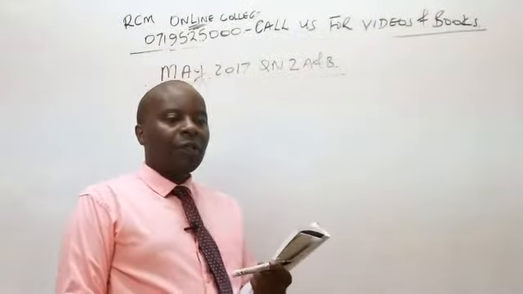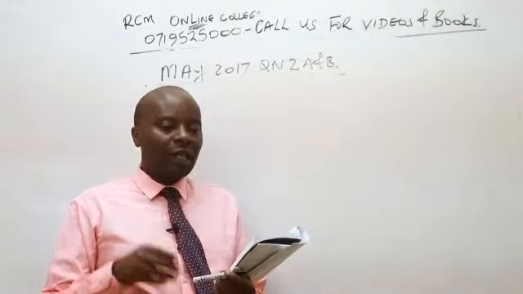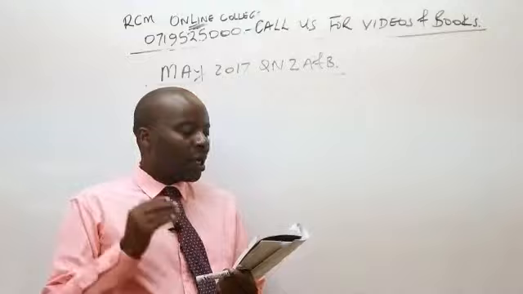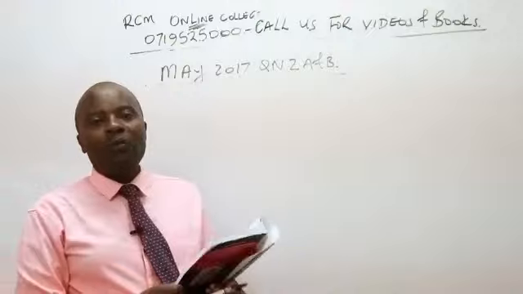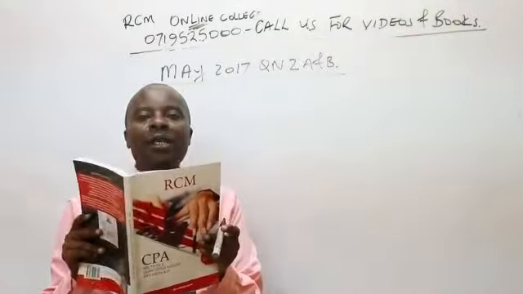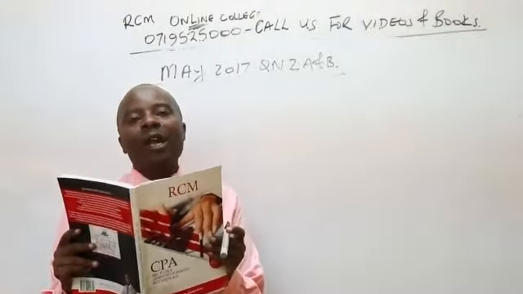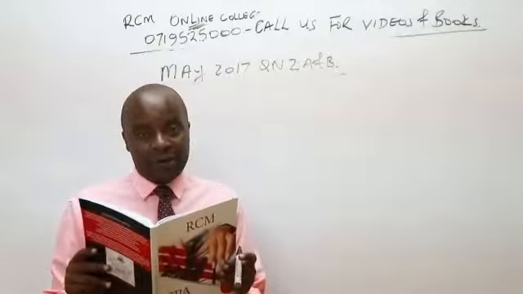Good. So question number 3. Question number 3 is May 2017, question number 2A and B. For those of you who have got our revision kits, you simply go to probability theory, question number 7 of our revision kit.